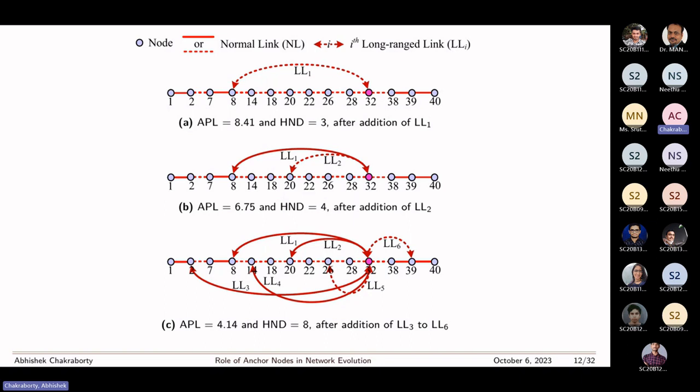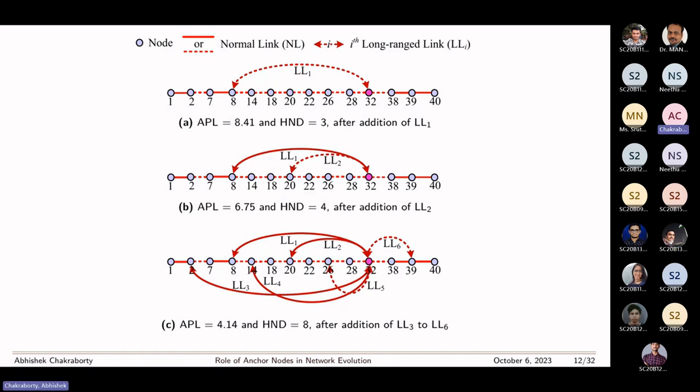We'll show you in the remaining slides why 32 is getting more attention when a link is naturally getting selected towards 32. Any doubt? That's clear, sir. Okay.